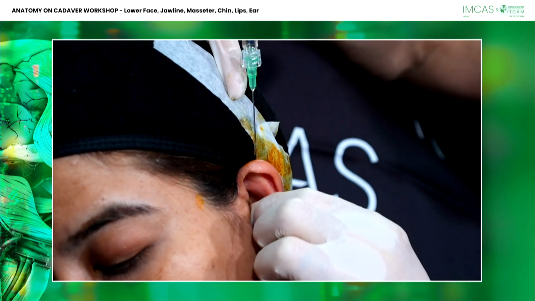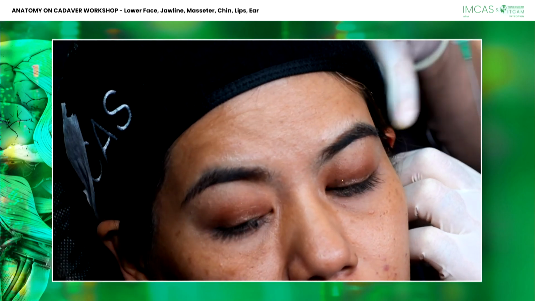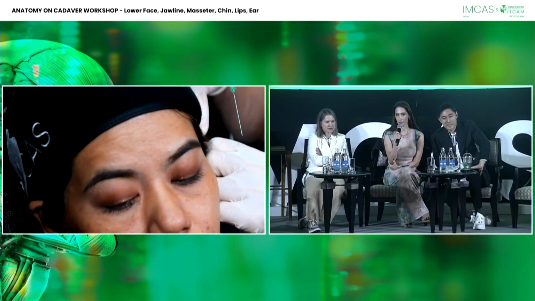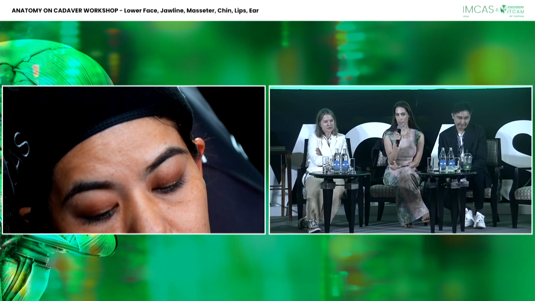How long have you been doing this injection technique? Over the past 6 months, has it gained traction, or has it been popular for longer? It's been 2 years. Okay. Is it a commonly requested procedure?